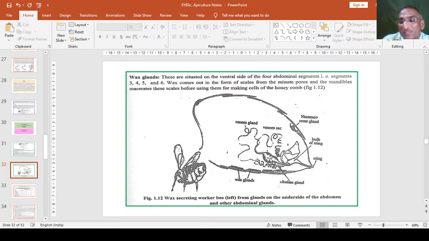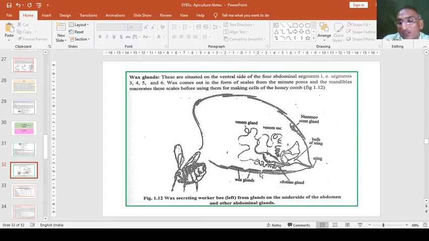This is the venom sac where the poison is stored, and here an acid or alkaline secretion is there. Both of these mix together and are injected into the body of the enemy. This is the alkaline gland, this is the acid gland, and this is the wax gland. The wax glands are here to form the wax plates on the lower side, not on the dorsal side.